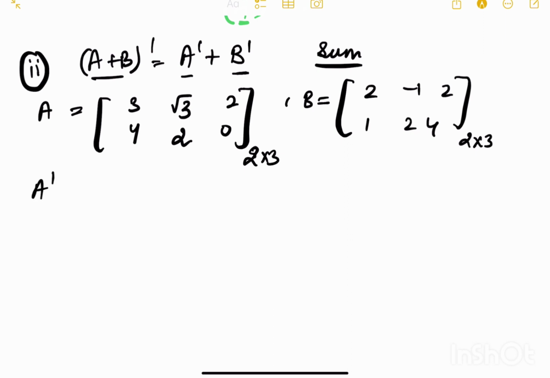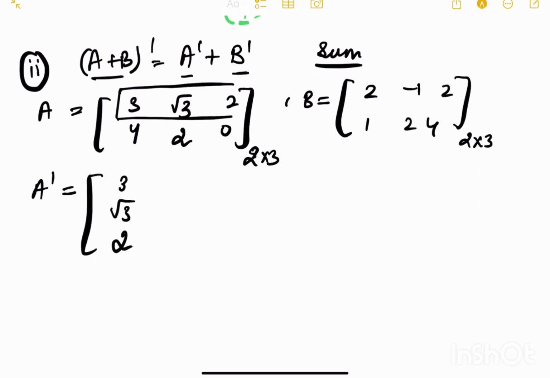So let us first calculate the transpose of my matrix A. We will focus on my first row, so this will become my first column. I hope this is clear conceptually. Now let us focus on my second row. This will become my second column. So this is my transpose. Now what will be the order? It is 3 cross 2 because we have 3 rows and 2 columns.